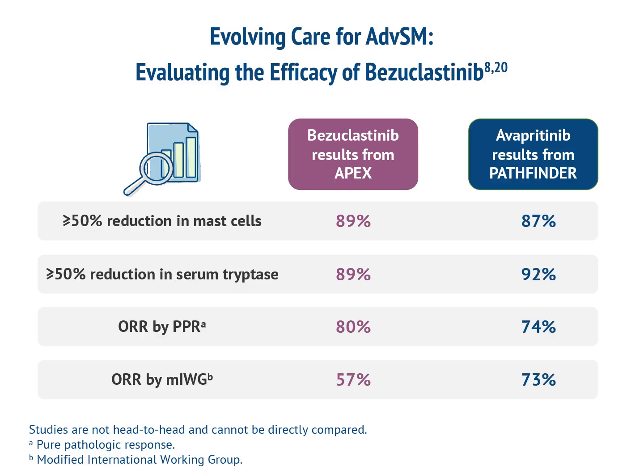It is pertinent to mention, though, a separate set of criteria called pure pathologic response, PPR, which does not take into account resolution of organ damage like the traditional criteria do. If you look at it with PPR, you see 80% response rate as opposed to the 57 by the modified IWG. You get very high response rates to avapritinib as well by PPR criteria.